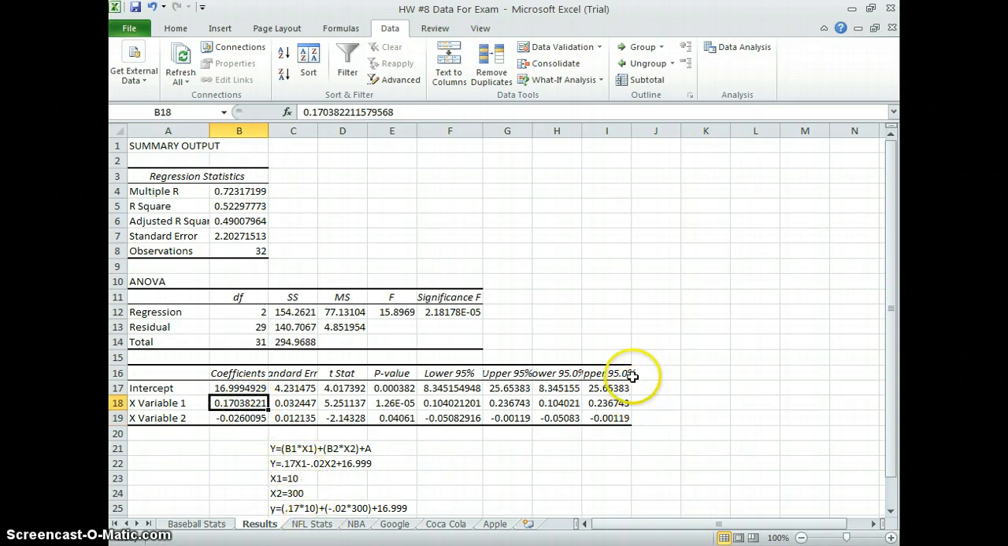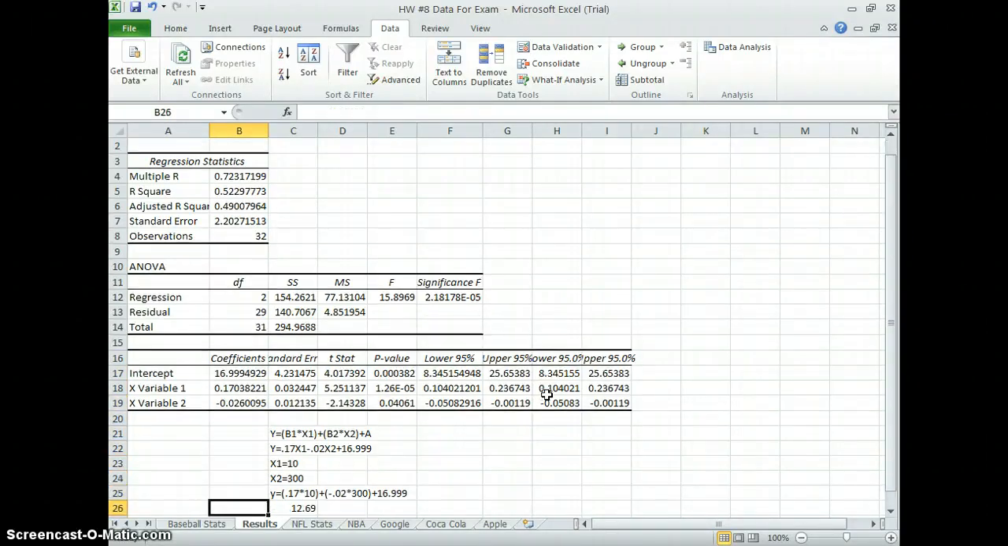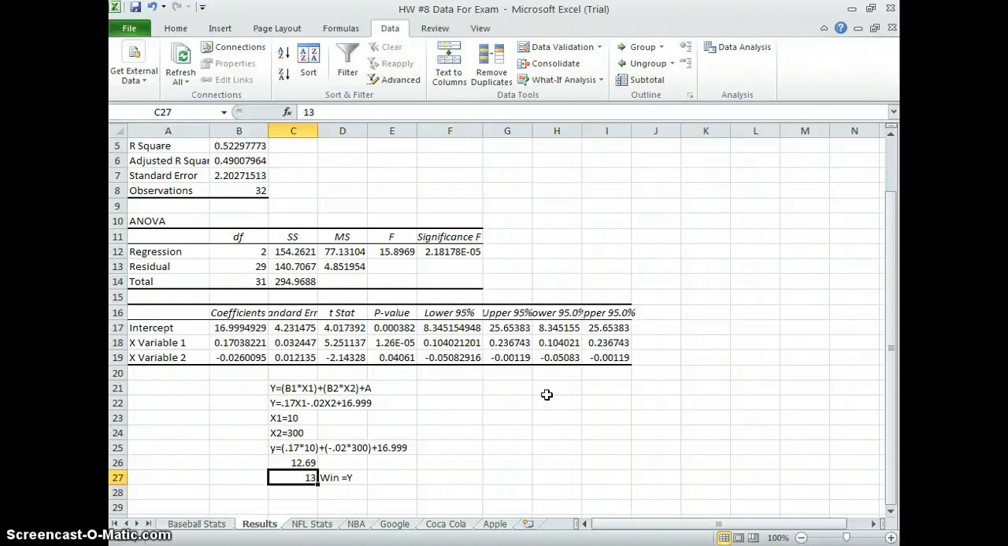So that's how you would do the different data that I'm going to give you for your assignments. I'll probably ask you what your multiple R is, or your R squared might be, what your intercept, what your two slopes or variables are, the coefficients. And I might ask you to solve using the formula based on this information to determine a Y.